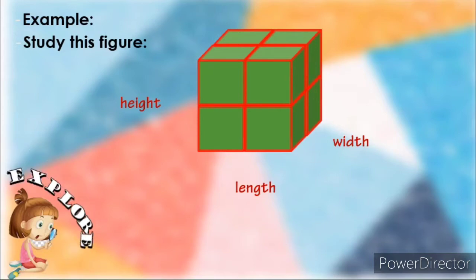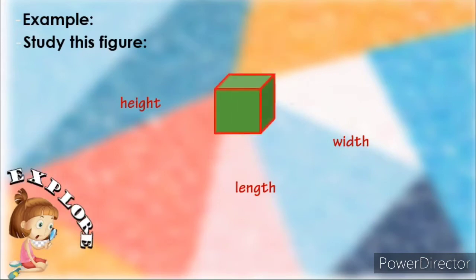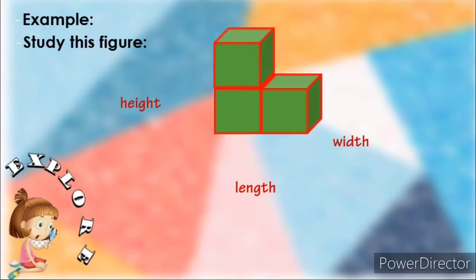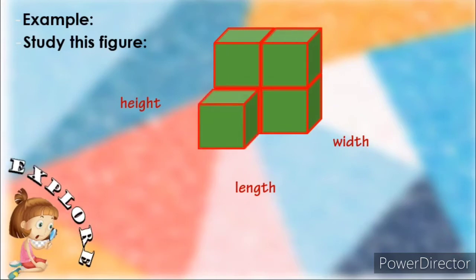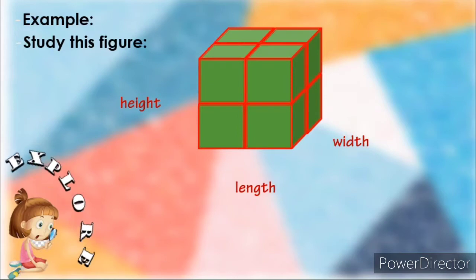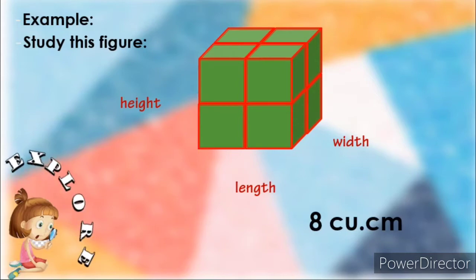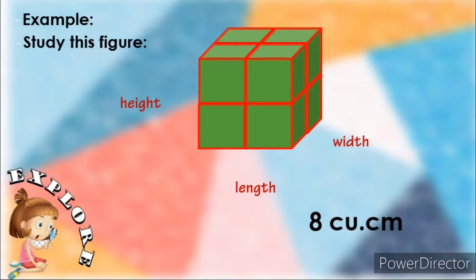But this time, we will count the number of cubic units in a given solid. 1, 2, 3, 4, 5, 6, 7, and 8. Therefore, the figure has 8 cubic units. The volume of the given solid figure is 8 cubic units.